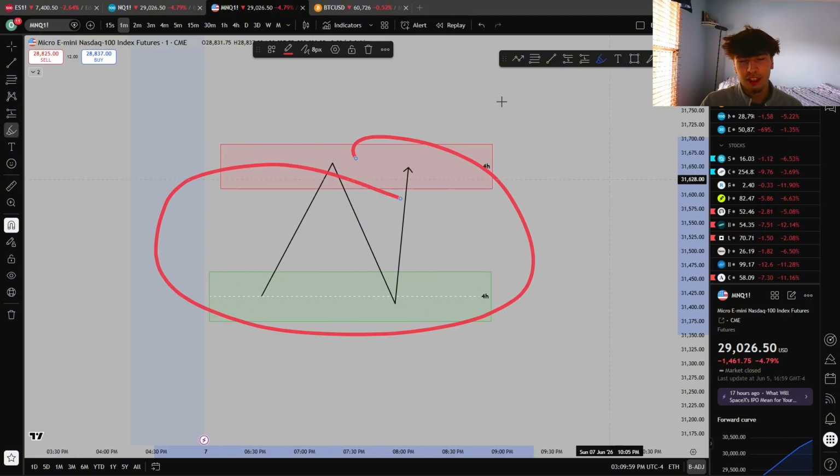Usually when price is just ranging between these two higher time frame PDAs, any trades you take in this zone will typically be lower probability, unless you obviously already have a clear draw on liquidity outside these higher time frame PDAs.